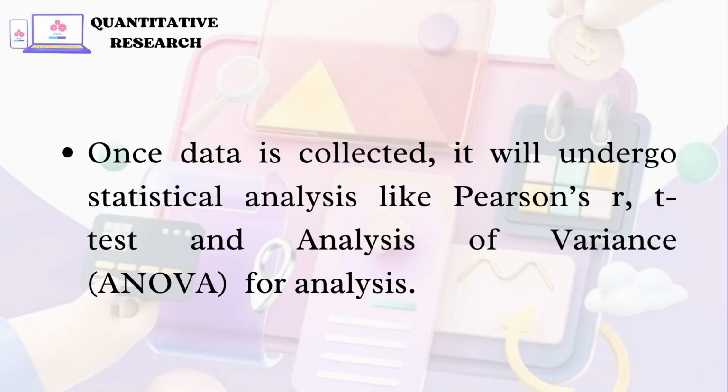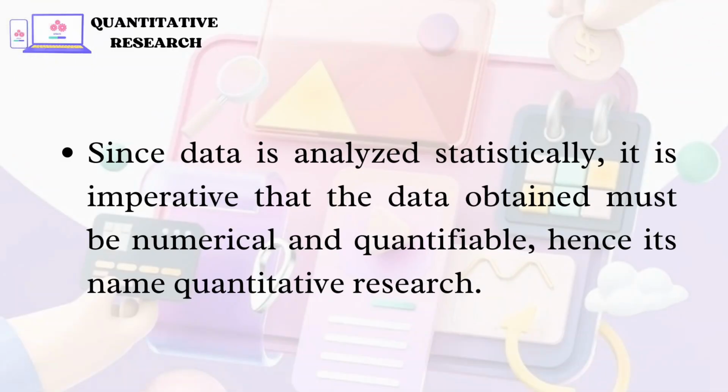Next, once a data is collected, it will undergo statistical analysis like Pearson's R, t-test, and analysis of variance. It is known as ANOVA, and it is used for analysis. So meaning to say, we have here the data gathering or the data collection in which the different variables, the different statistics, the data will undergo a certain statistical method. And after the analysis, we have here the next slide.